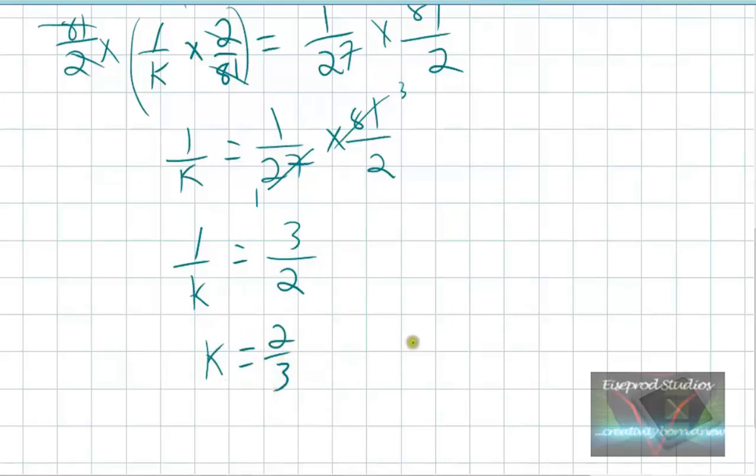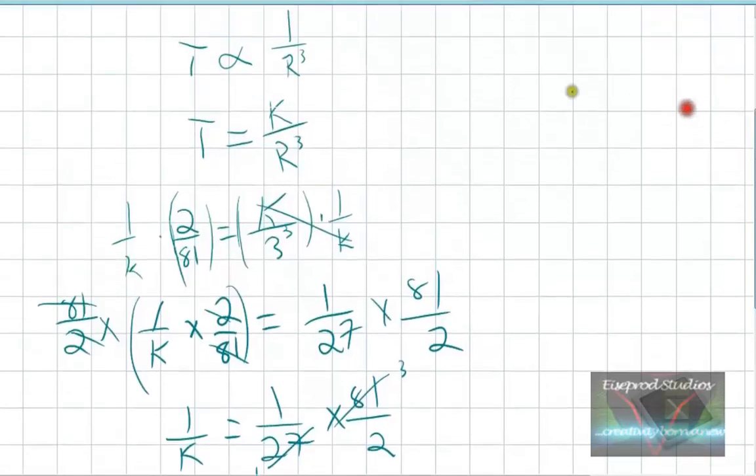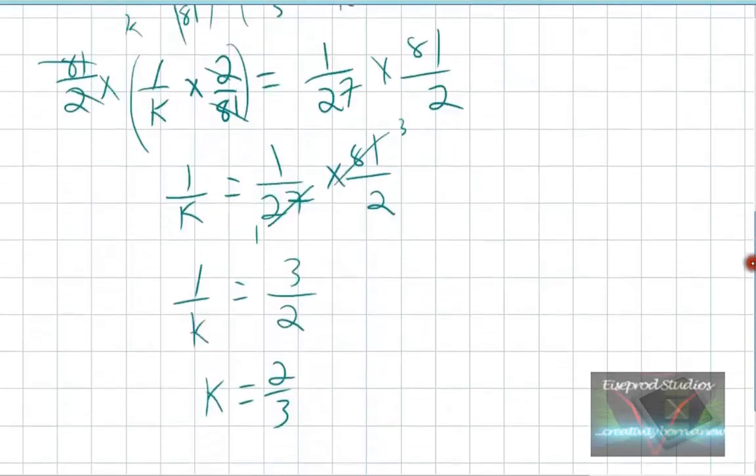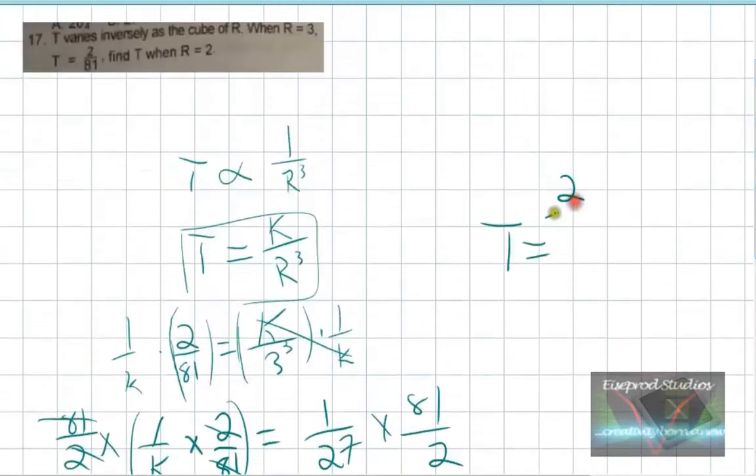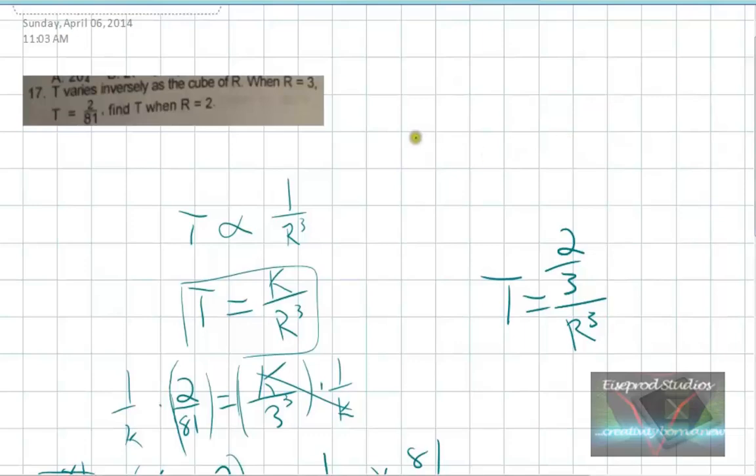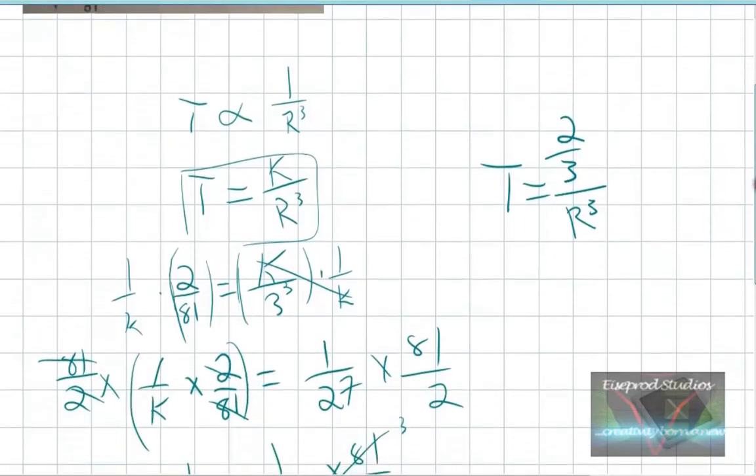So far we've solved for k, so let's put it back into this that we had here. So we have t is equal to k, which is 2/3, divided by r cubed. And they want to know what t is when r is equal to 2.